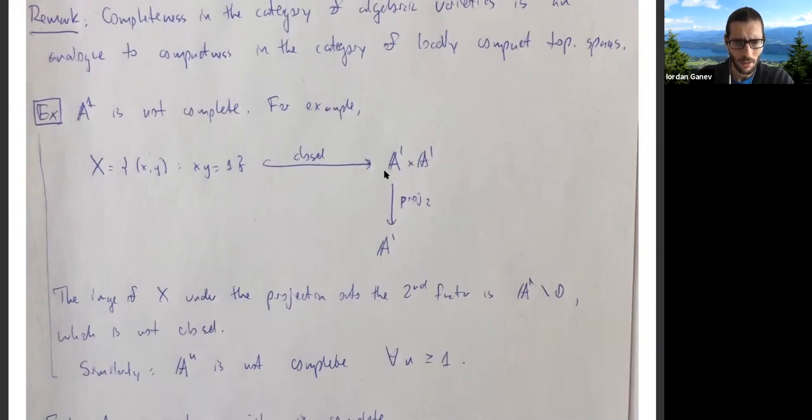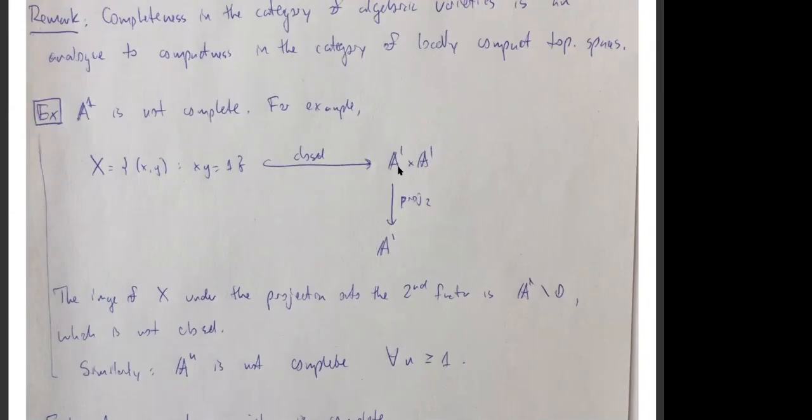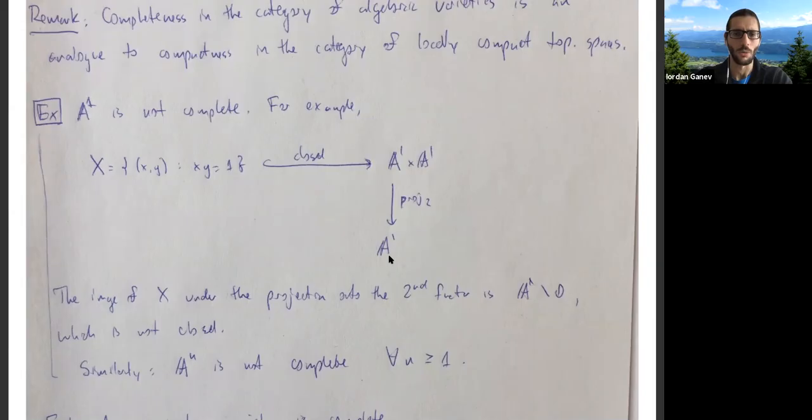Well, what do we need to show? We need to exhibit a variety Y such that the projection from A1 cross Y to Y is not a closed morphism. So what's the Y that we choose? We choose another copy of A1, and we have this projection map. And what's the closed subset that we choose? We choose this closed subset.